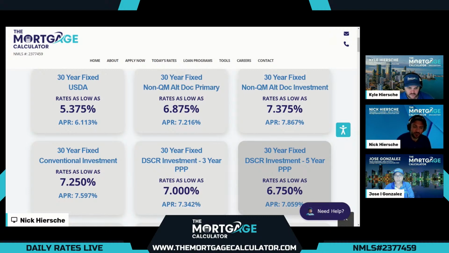Some programs allow a 5-year prepayment penalty to sweeten the deal even more. Absolutely smoking. 6.75 rate today. Final APR 7.059. Absolutely amazing.